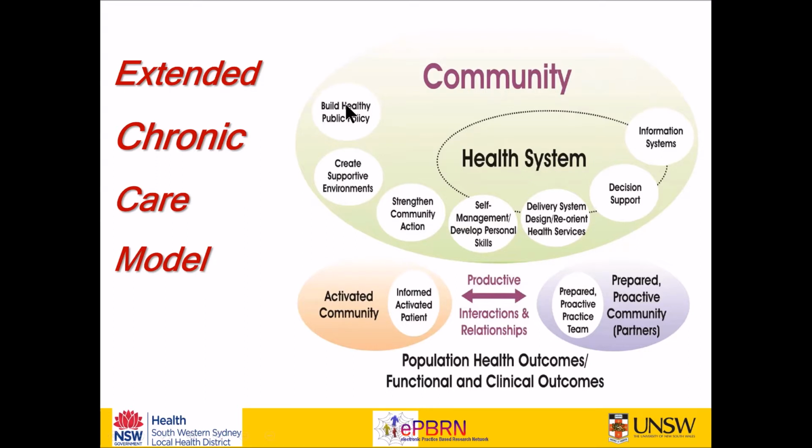The chronic care model covers this bit, which is focused on the community as well as the health system, all the way from policy level right through to information systems. So good, healthy public policy, supportive environments, regulations, and so on. Strengthen community action in the local communities especially, and empowering the individual with self-management skills, delivery systems, models of care, decision support, not just from information systems but also generally. So that's the model within which we work.